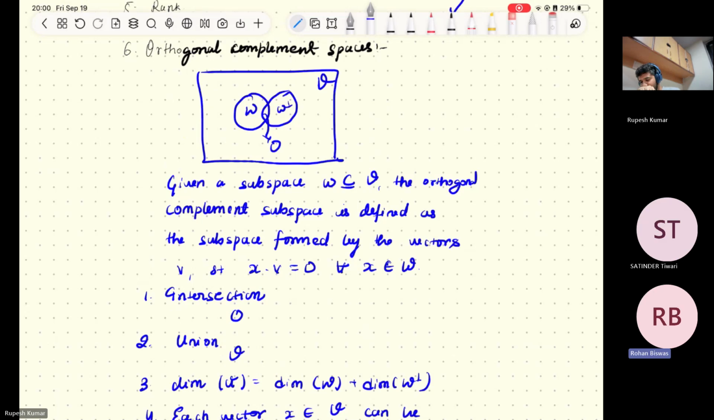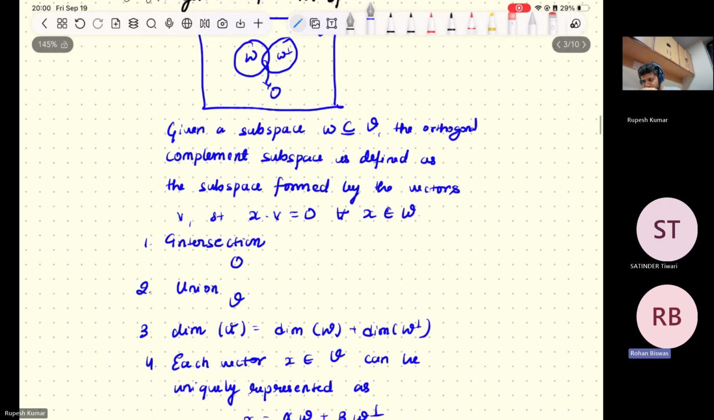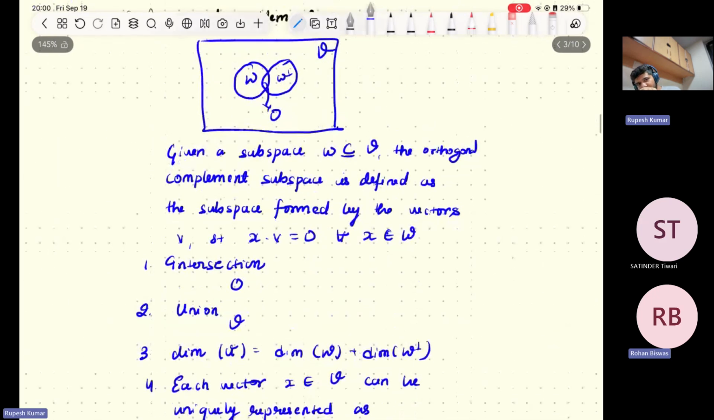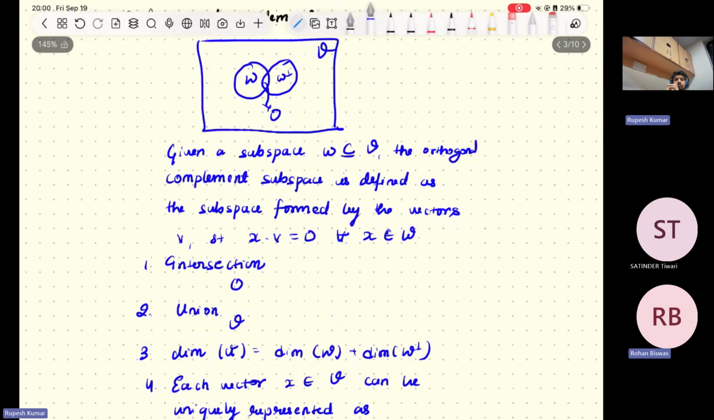So I'm thinking, suppose we have a straight line along the x-axis. So we are considering the line generated by (1,0,0), and we are saying that the y-axis is perpendicular to it. So all the vectors that lie on the y-axis will be perpendicular to the former one. So can I say that the y-axis is an orthogonal complement of the x-axis in R3?